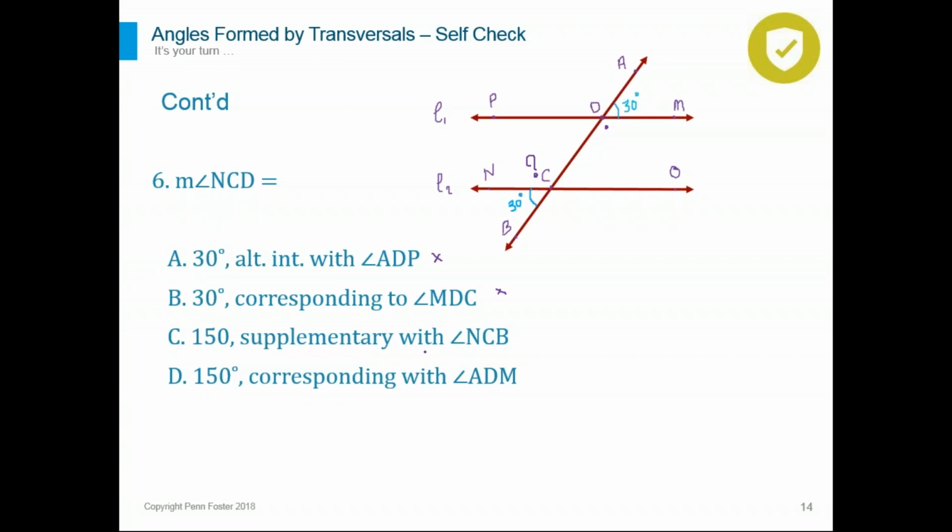150 and supplementary with NCB. Well, NCB is 30. The line itself is 180 degrees because it's a straight angle. One missing angle, then simple subtraction, 180 minus 30, and that will give you 150. So the right measure is 150, and this is the right reason. It is supplementary with NCB. So C is the right answer. Although this answer here, D, has the right measure, the reason is not correct. This angle is not corresponding to ADM. This angle and this angle are not corresponding.